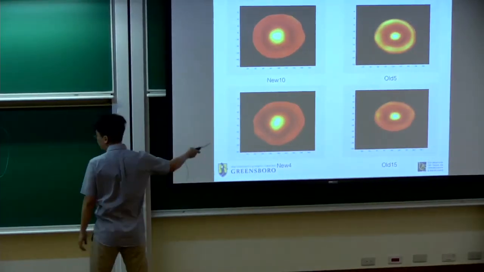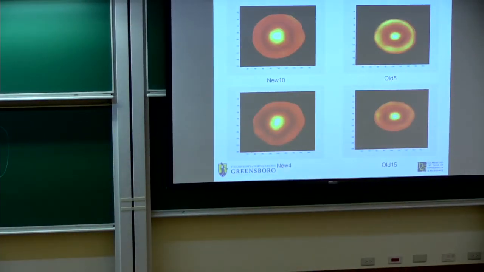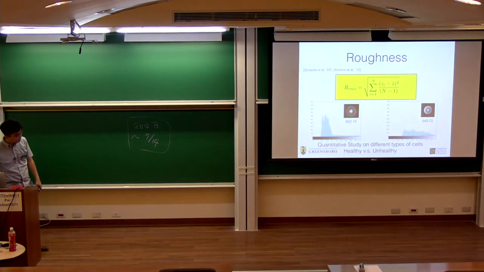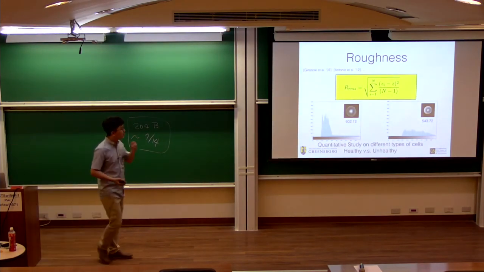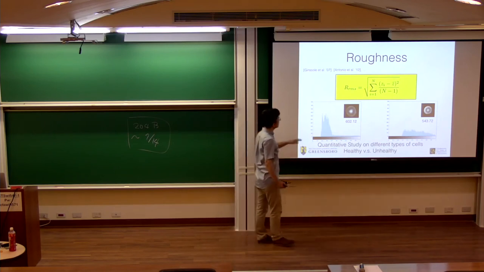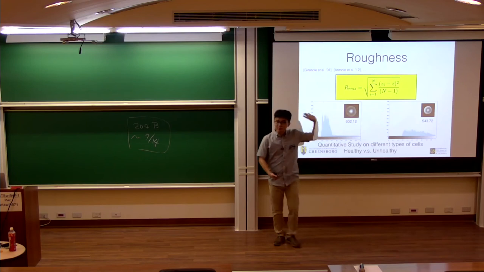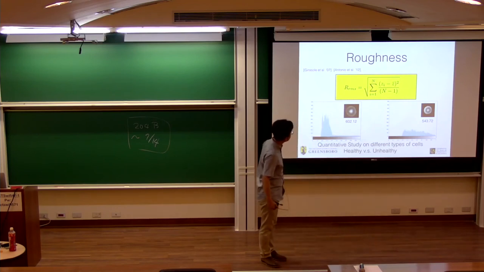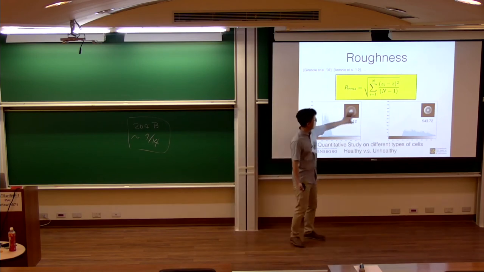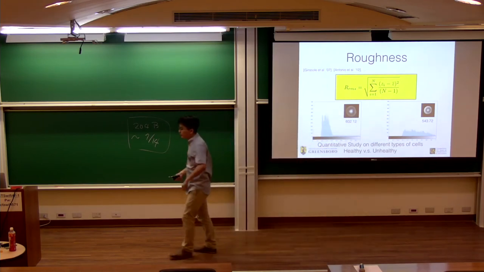So they try to study this. They want to say something about the complexity of this cell, and maybe say that the new cell is more complex than the old cell. There has been a study on how to quantify two different cells by roughness. This is a very simple measurement, just root mean square, like the standard deviation. It just shows you how rough the cell is.